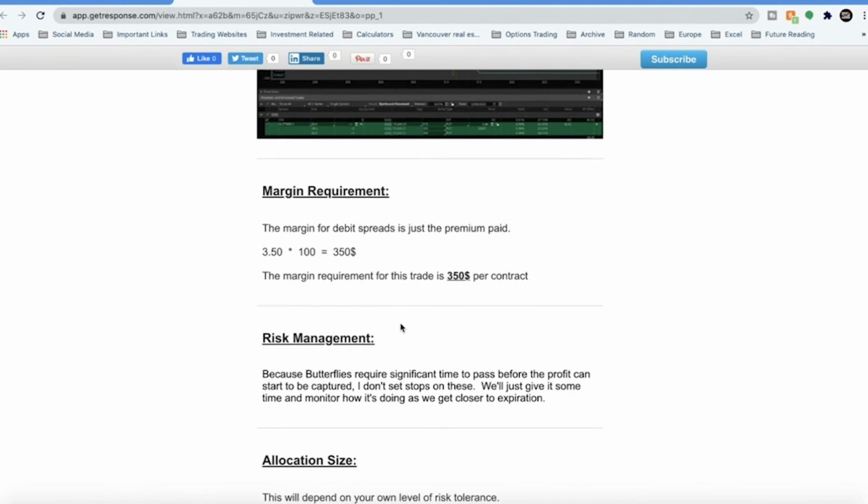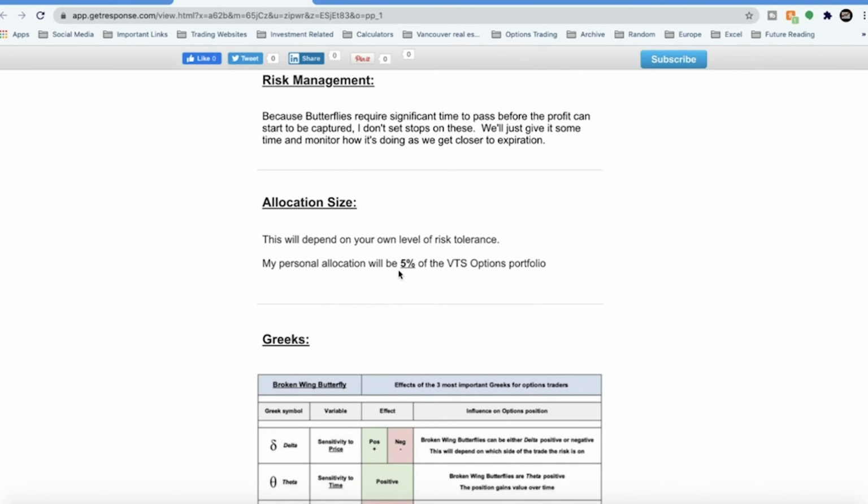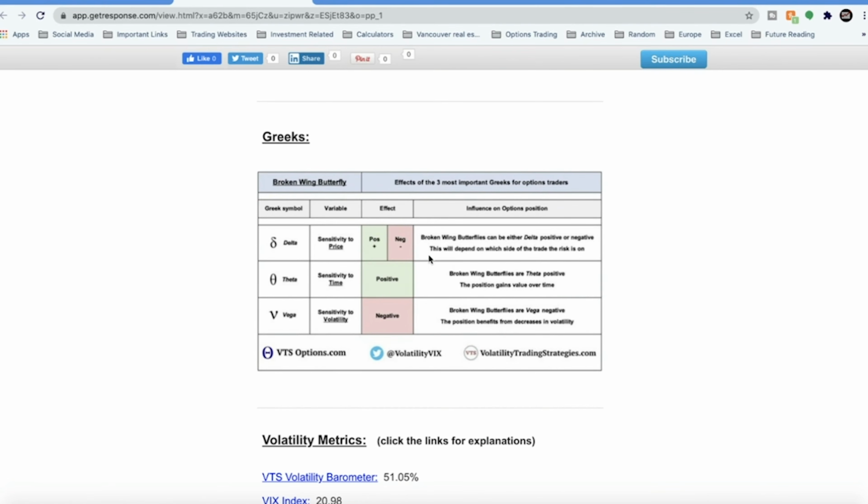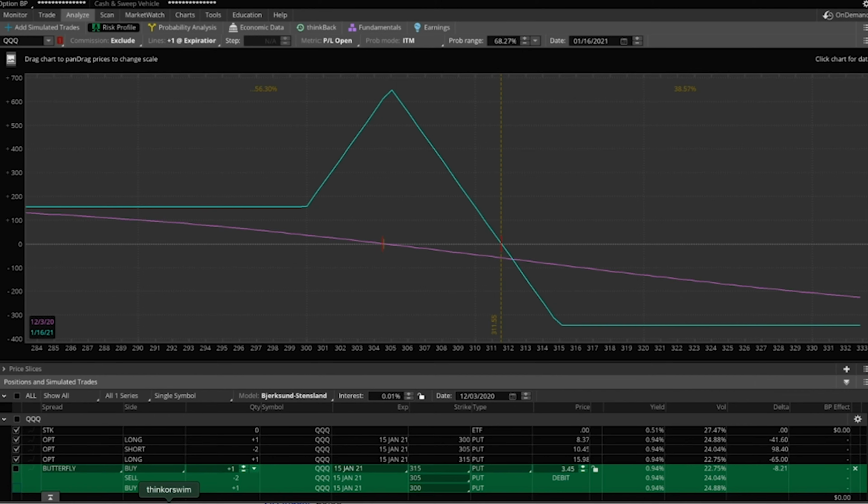And then we can go through the margin requirement, risk management, allocation. It makes it very easy for you to calculate your account size versus how many contracts you're buying. And then again, if you want to focus more on education, I will go through the Greeks as well for every trade type that we do. So broken wing butterflies have a specific set of Greeks, and you can see how this trade is going to respond over time. So we can go through that here really quickly too.